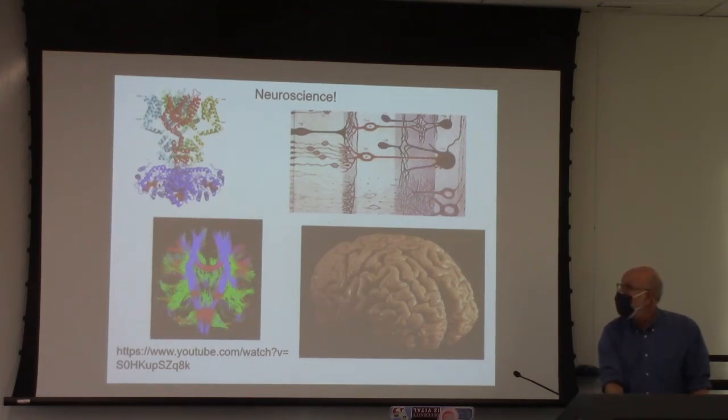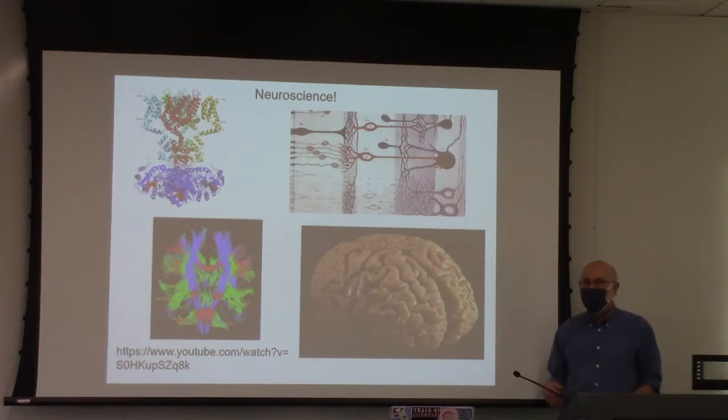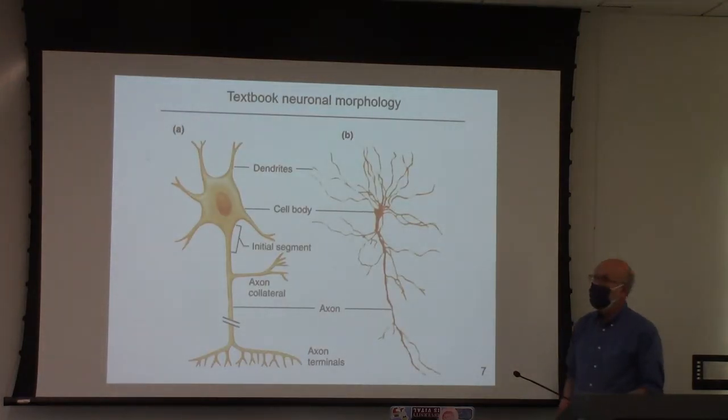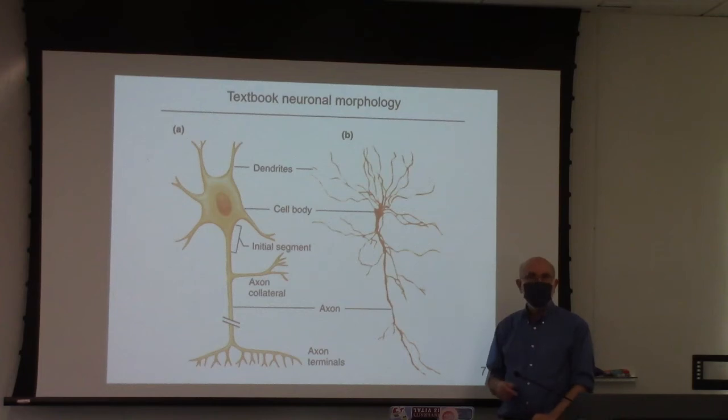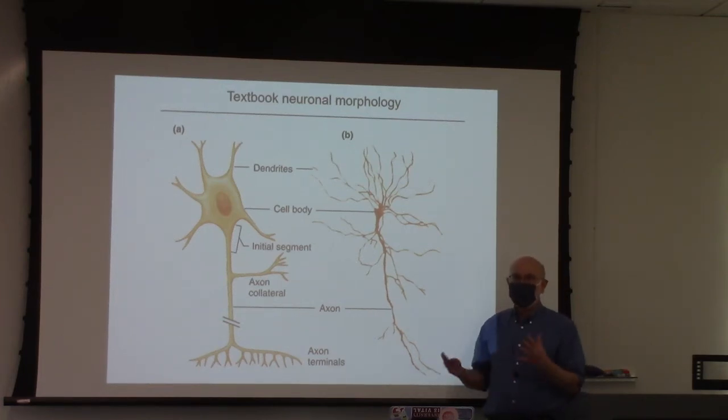Okay, let's turn our attention to neurophysiology. And we're going to start at the cellular level. Cellular neuroanatomy, neurophysiology. The morphology of neurons is cellular neuroanatomy, the structure of neurons. The function of neurons is neurophysiology. That's what we're going to do now.